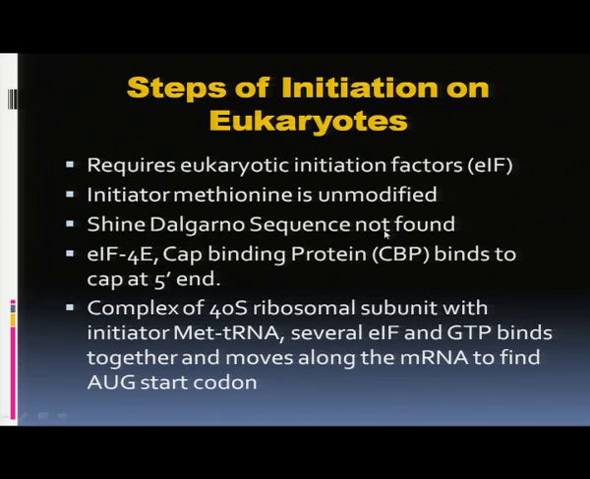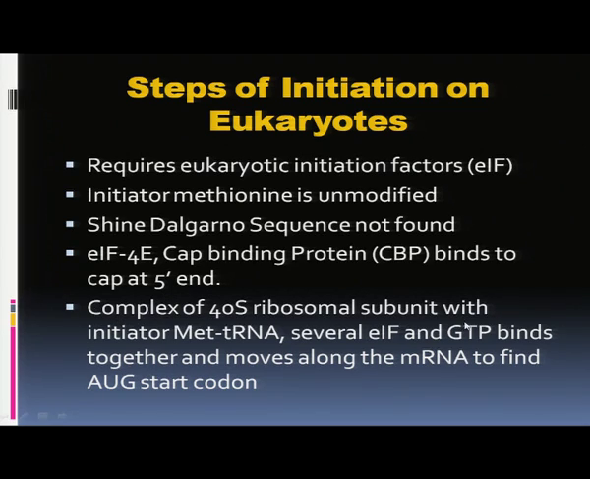The Shine-Dalgarno sequence is not found in the messenger RNA. As we know, the messenger RNA of prokaryotes has the Shine-Dalgarno sequence which helps the ribosome to recognize the initiation codon. This sequence is not there in eukaryotic messenger RNA. Eukaryotic initiation factor 4E, the cap binding protein, that is CBP, binds to the cap at the 5 prime end. As we know, in eukaryotes, at the 5 prime end there is a cap. Cap means there is an unusual 5 prime binding of 7-methyl guanosine triphosphate with the 5 prime end of the messenger RNA. So to initiate protein synthesis in eukaryotes, eukaryotic initiation factor 4E cap binding protein binds to the cap at the 5 prime end.